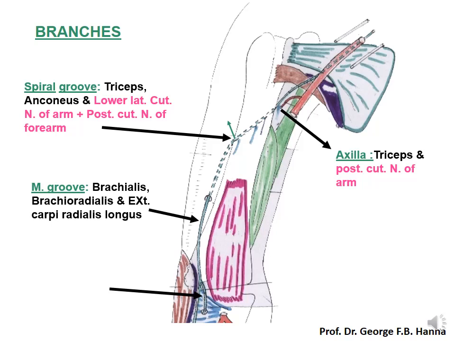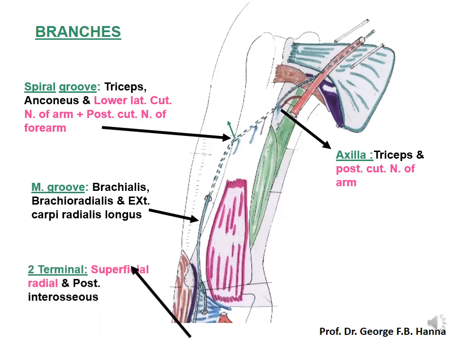And how many cutaneous nerves? Let us see. Posterior cutaneous nerve of the arm and the forearm, and the lower lateral cutaneous nerve of the arm. Now let us see the two terminal branches here in front of the lateral epicondyle, which is superficial radial, which is purely cutaneous, and the posterior interosseous nerve, which is purely motor or muscular.